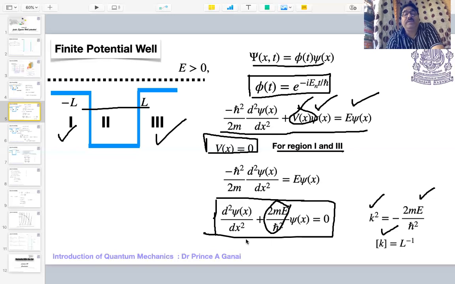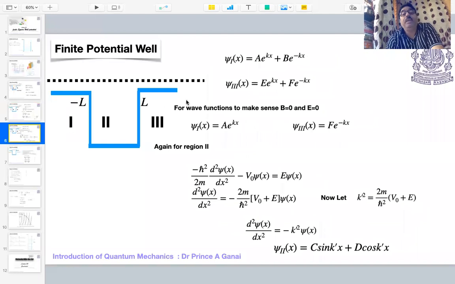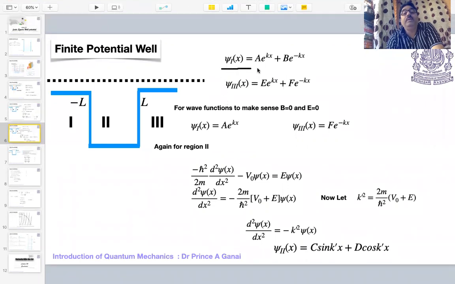Now, solving this equation is very simple, right? Because of this k square, we can write down the auxiliary differential equation, and that will give us the solution for this equation in the form of exponential functions, right? So let's go ahead. Okay, so now in the first region, region 1, we have this as the wave function by solving the differential equation. And then in the third region, we have the similar wave function where we have two solutions, e to power kx and f to power e minus kx.